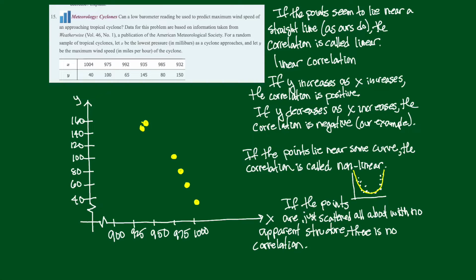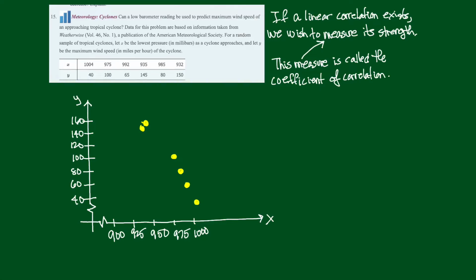And then finally, if the points in your scatter diagram are just all scattered about with no apparent structure, then there is no correlation. So for example, what if you draw your scatter diagram and you get something like this, right? There's no apparent structure here. So we would just say no correlation. And now, if a linear correlation does exist, as we think ours does, we want to measure its strength. Is it a strong relationship or is it kind of a weak relationship?